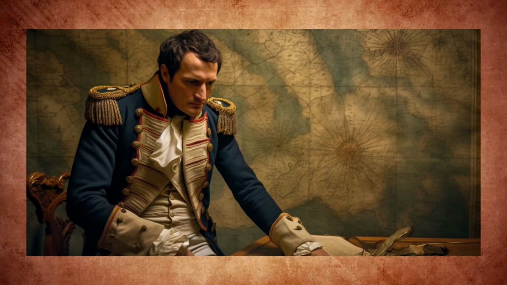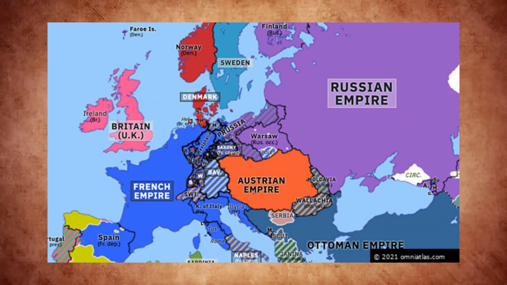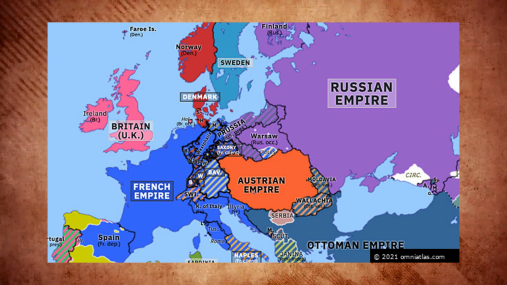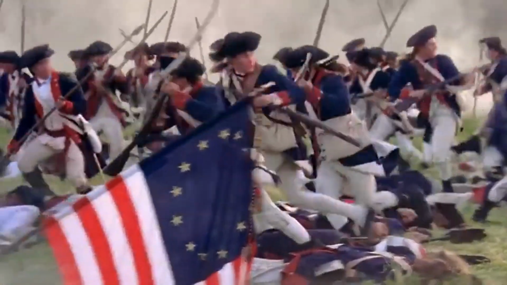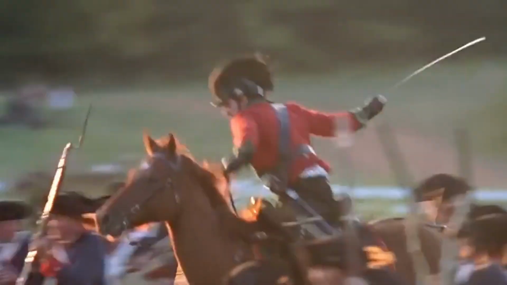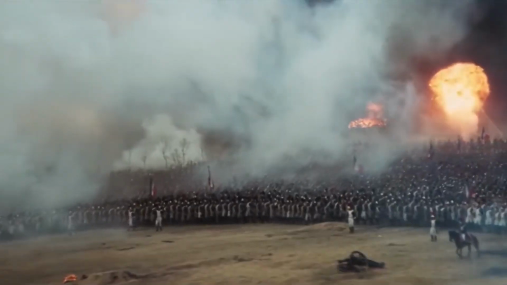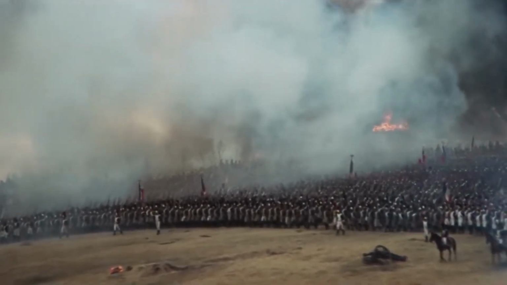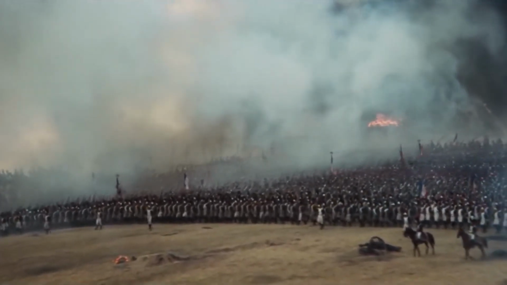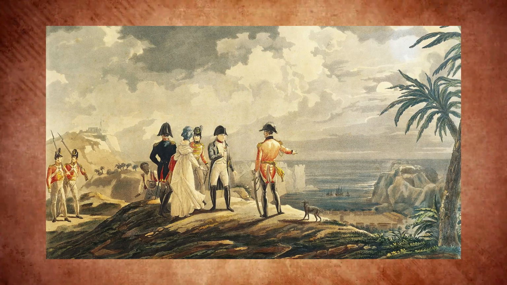This crushing defeat emboldened Austria, Prussia, Sweden, and Russia to form the Sixth Coalition. They launched a new campaign against France, culminating in Napoleon's decisive defeat at the Battle of Leipzig in October 1813. After Leipzig, the Allies pushed into France, capturing Paris in March 1814. Napoleon was forced to abdicate and was exiled to the island of Elba.